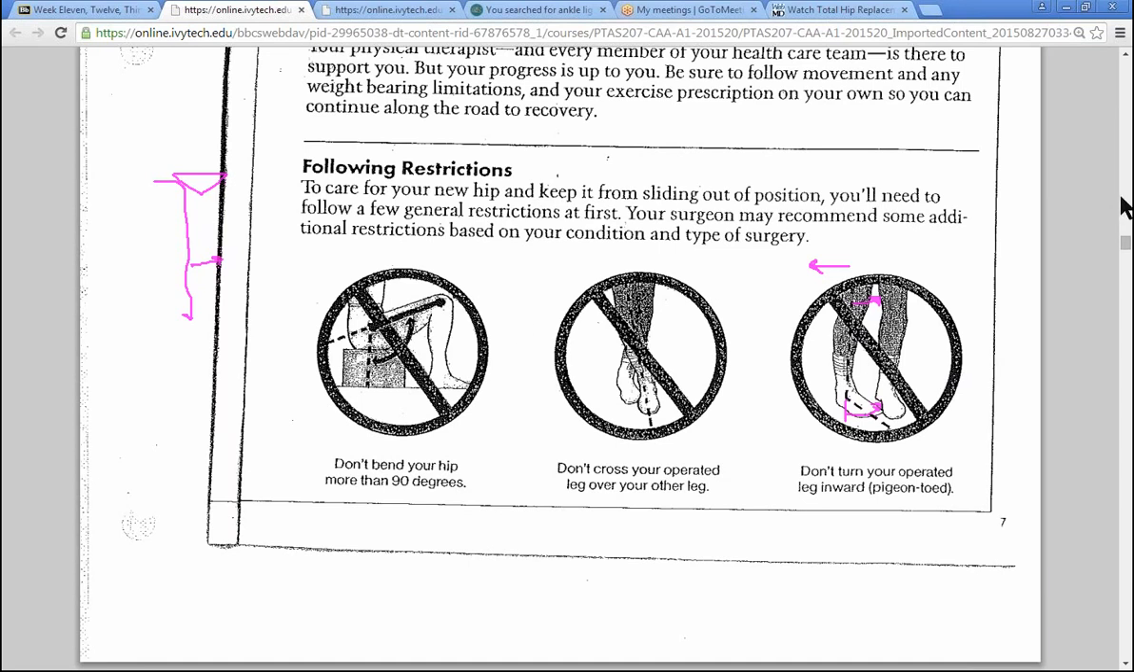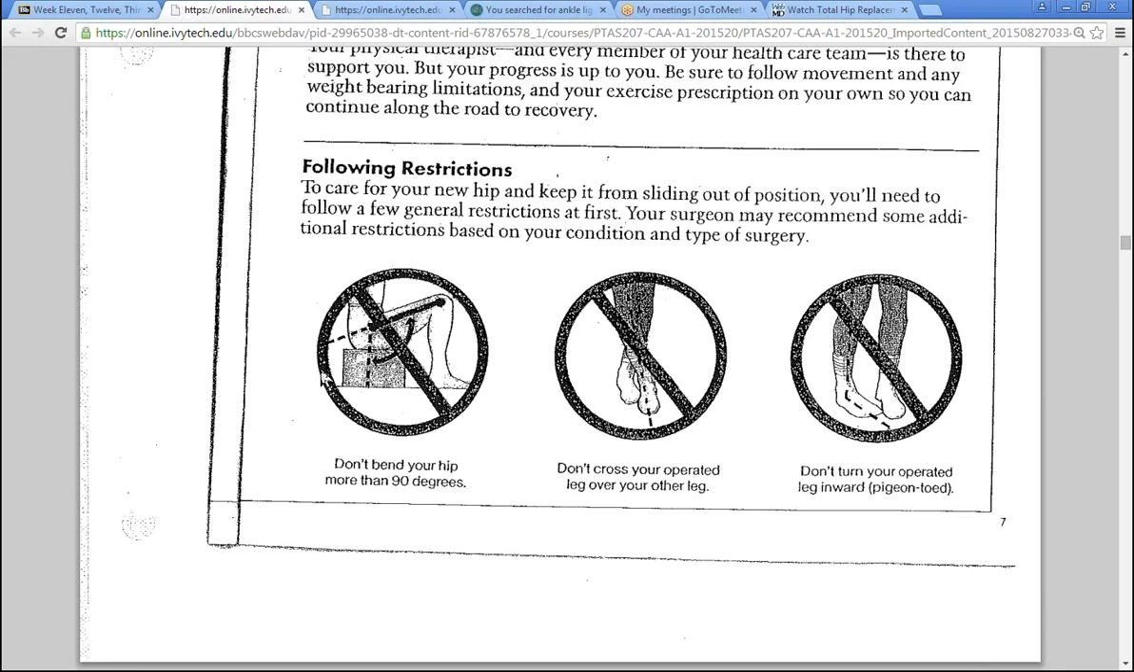And so, again, this is going to be for the posterior lateral approach, and it's going to be for approximately 4 months, and it's related to the soft tissue involvement in the surgery. And that's why there are totally different restrictions for the anterior approach, because it's totally different soft tissue that was involved. That's the anterior joint capsule.